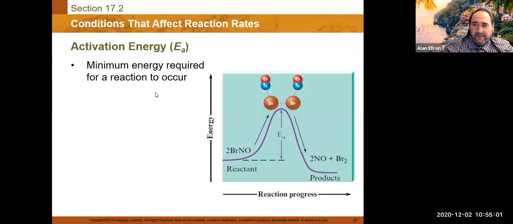And what is that minimum amount of energy that's needed for a reaction to take place? That is what is known as the activation energy. The activation energy is the energy that's required for a reaction to take place. It is really the hill that a reactant has to climb to get to the other side. And what we're looking at here is what is referred to as an energy diagram.